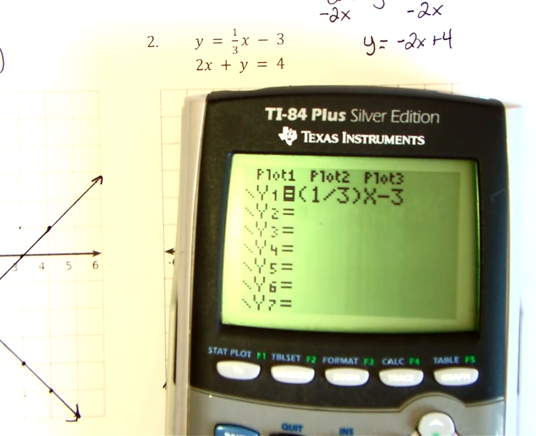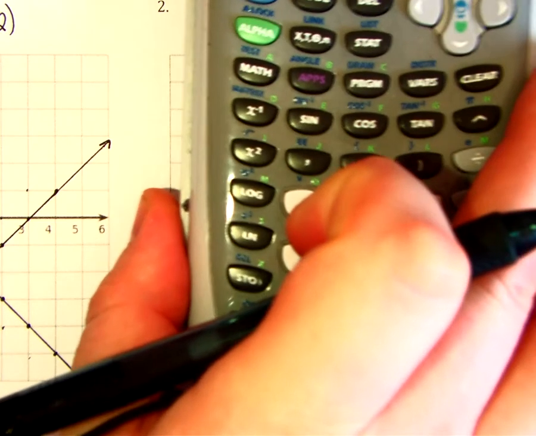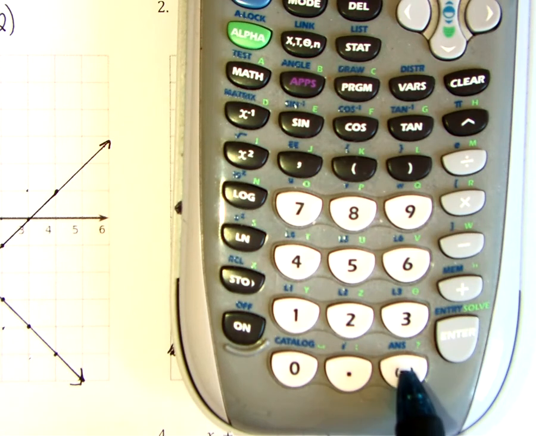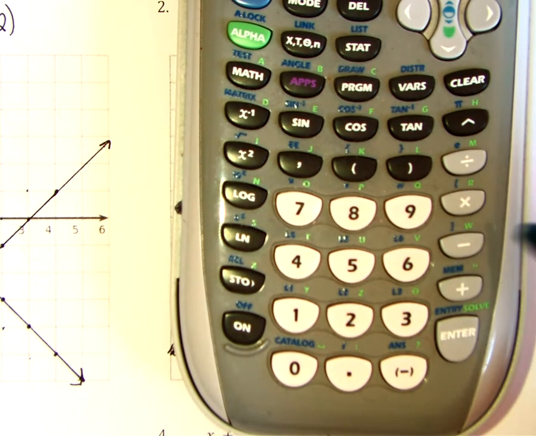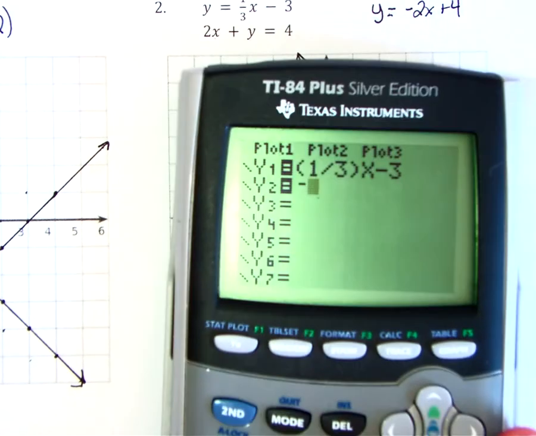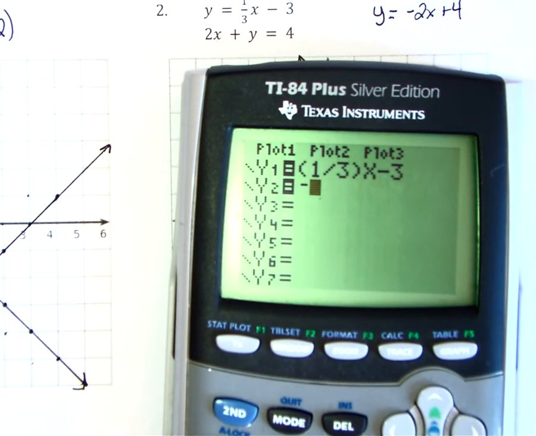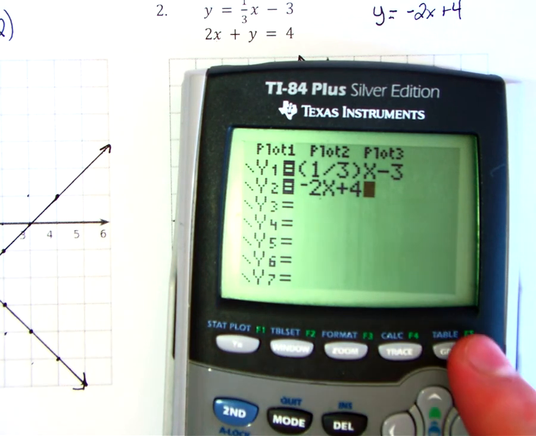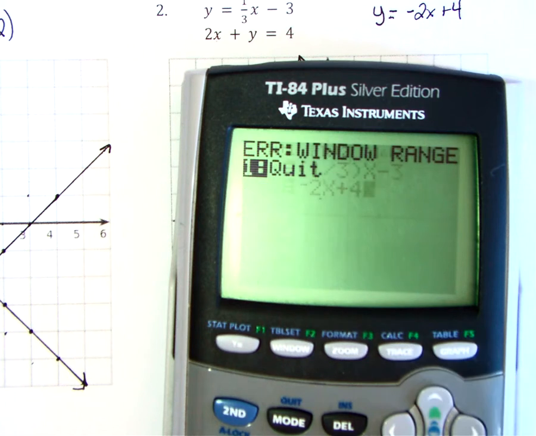negative 2. You should know this by now, but there's a big difference between a negative button on a calculator and a subtraction button on a calculator. So y equals negative 2x plus 4. Now if I hit the graph button, which is right over here on the right, it's going to graph.